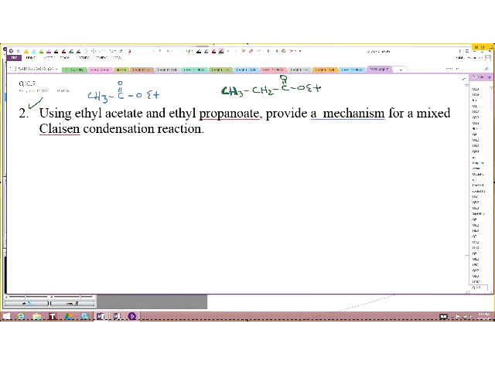To give a mixed Claisen condensation, in this case you could use any one of these, since they simply wanted to give an example of a Claisen condensation reaction. So, which one do you want to use for your nucleophile? The ethyl propanoate? Okay, let's do that. We want to use the ethyl propanoate. So therefore, let's start the mechanism.